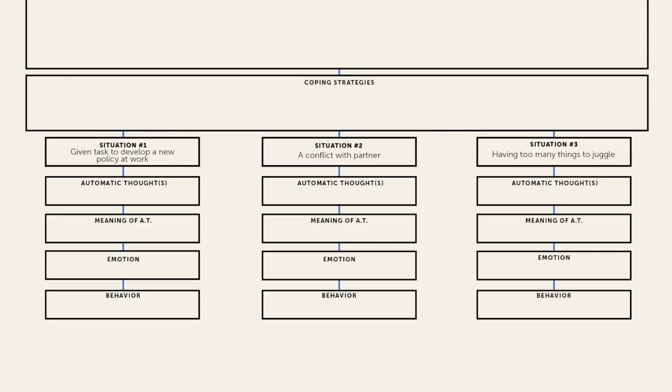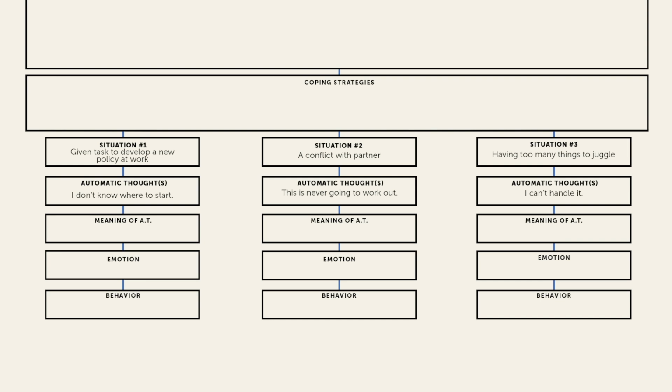Kate's maladaptive automatic thought in the first situation was, I don't know where to start. Her automatic thought in the second situation was, this relationship is never going to work out. And her automatic thought in the third situation was, this is too much. I can't handle it.